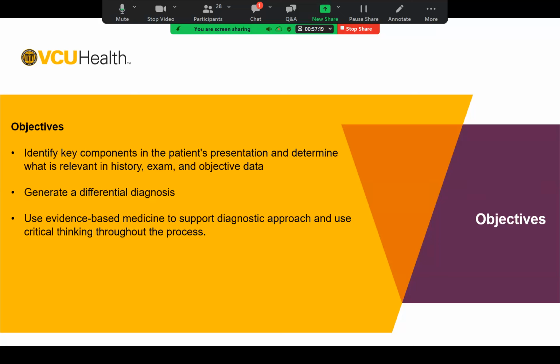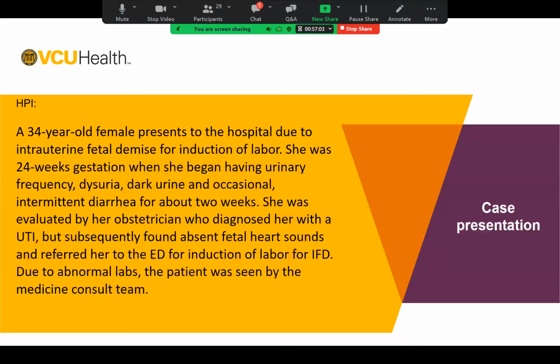So the objectives are to identify key components in the patient's presentation and determine what is relevant in the history, exam, and objective data, to generate a differential diagnosis, and then use evidence-based medicine in order to support diagnostic approach and use of critical thinking throughout the process.